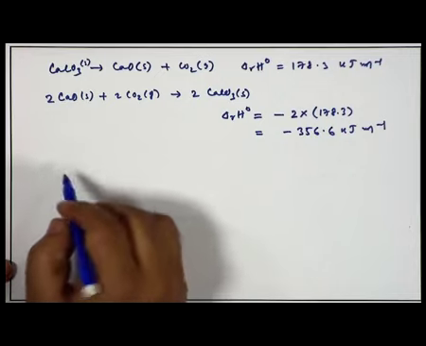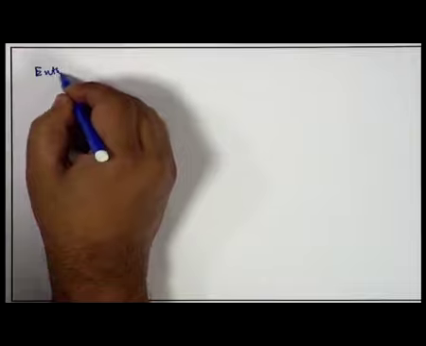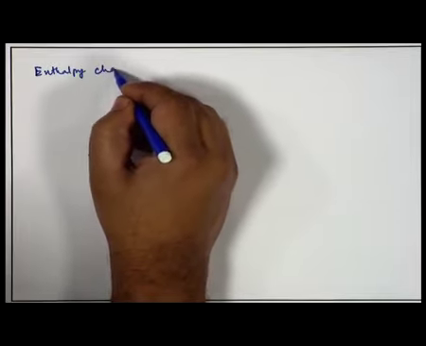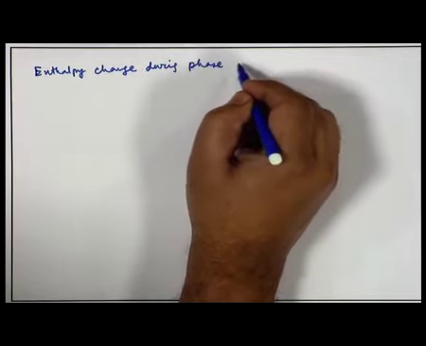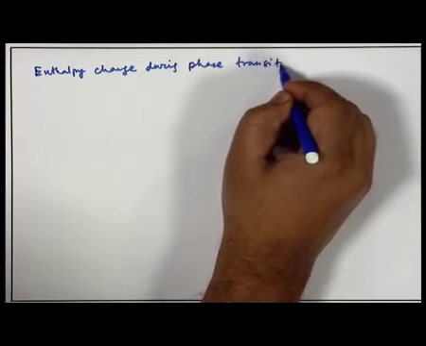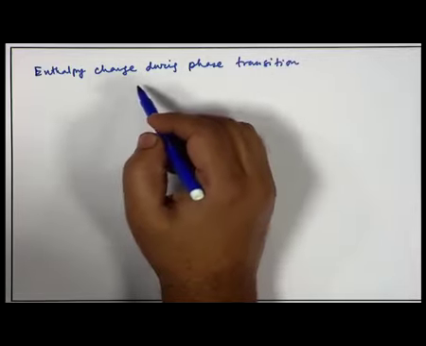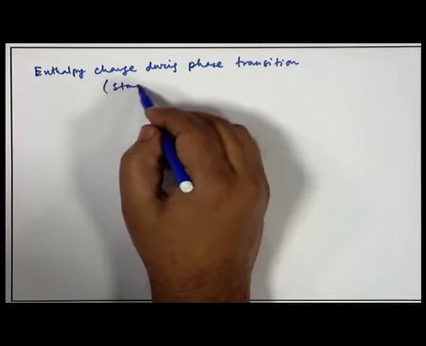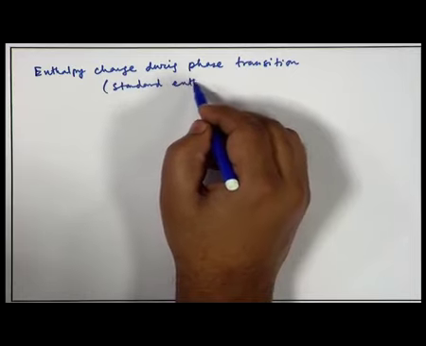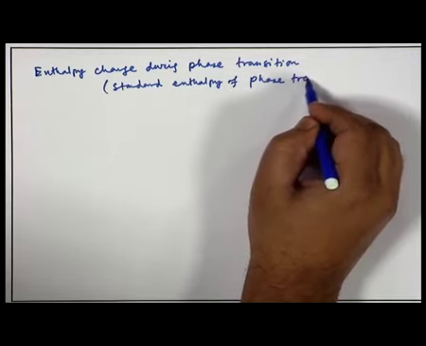We will talk now about the other processes, enthalpy change in other processes, and we will talk about enthalpy change during phase transition. We all know what a phase transition is: a transition between different phases of a particular substance. It is also sometimes called the standard enthalpy of phase transition.